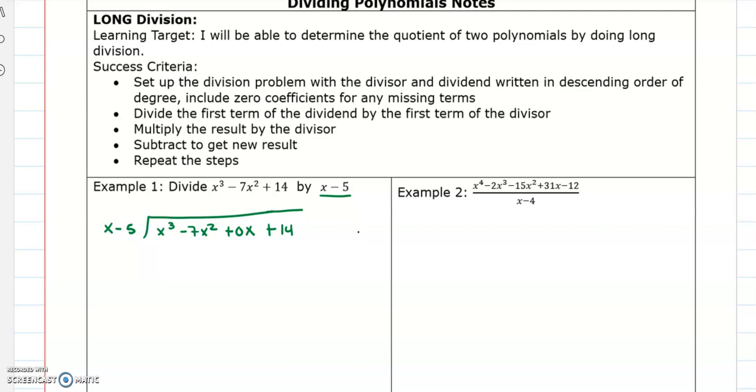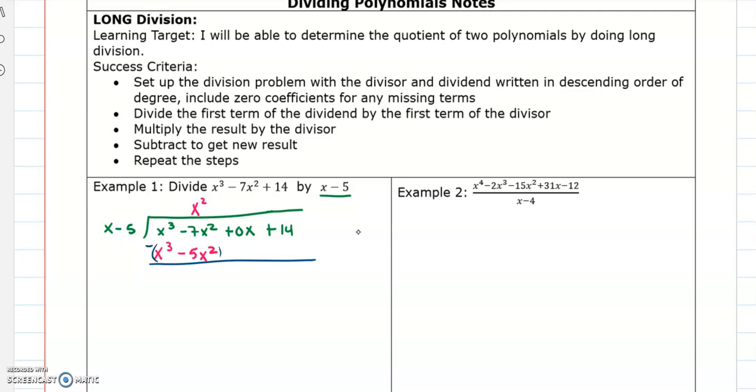So now I think, how do I get x? What do I multiply x by to get x to the third? Well, we're going to multiply x to the second. So x to the second times x gives us x to the third. X to the second times negative 5 gives us negative 5x squared. And then we are going to subtract those two things.